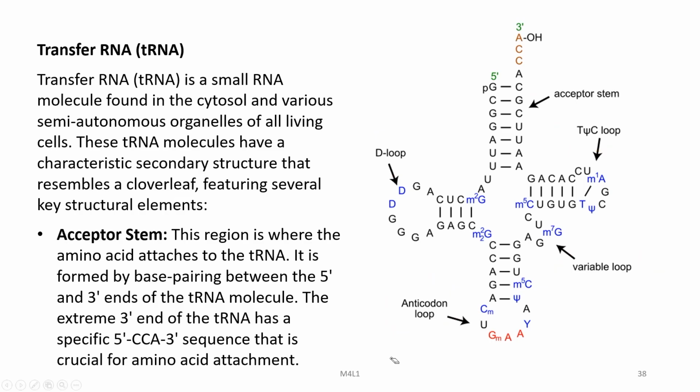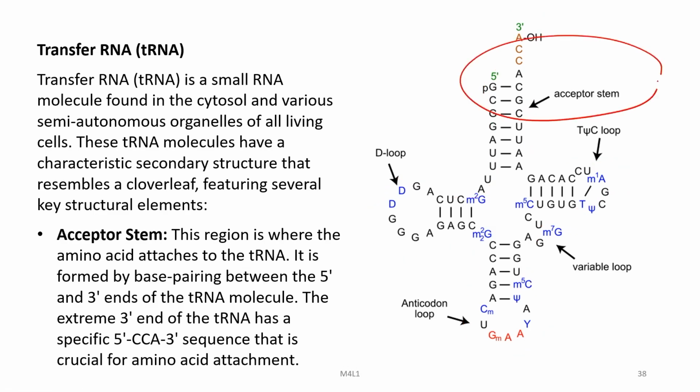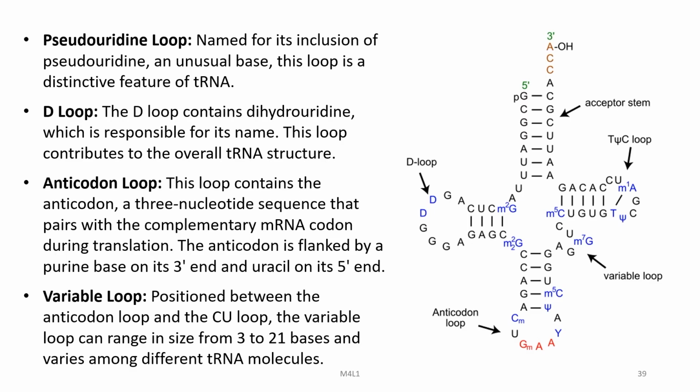So, this acceptor stem is a region where the amino acid attaches to the tRNA. It is formed by base pairing between the 5' and 3' ends of the tRNA molecule. So, this is actually a single molecule getting folded on its own, and this is the 5' and this is the 3', and this is the acceptor stem where the amino acid will be getting loaded. The extreme 3' end of the tRNA has a specific 5' CCA 3' sequence that is crucial for amino acid attachment.